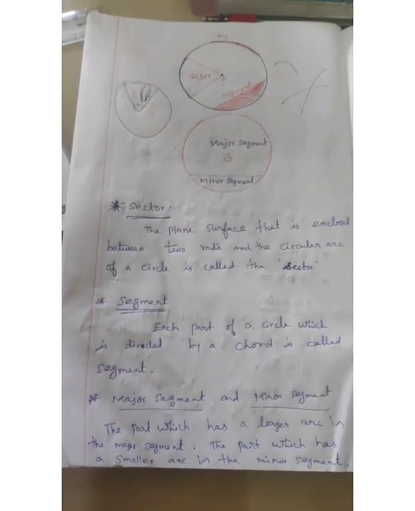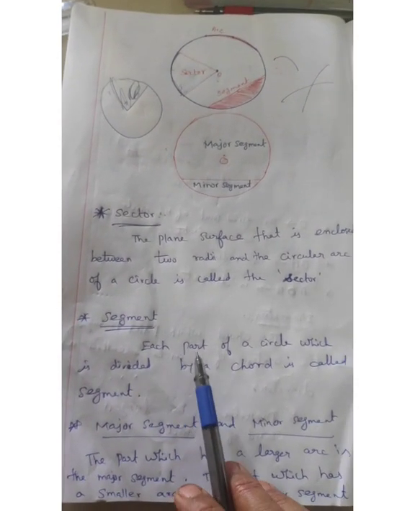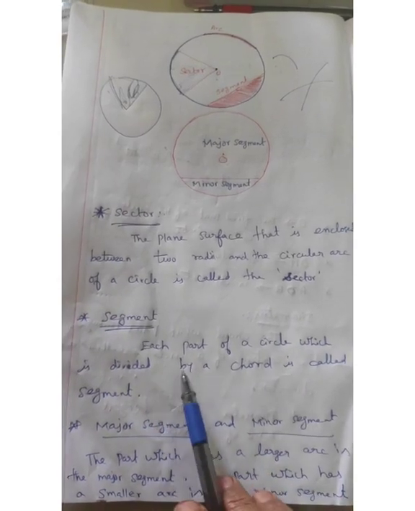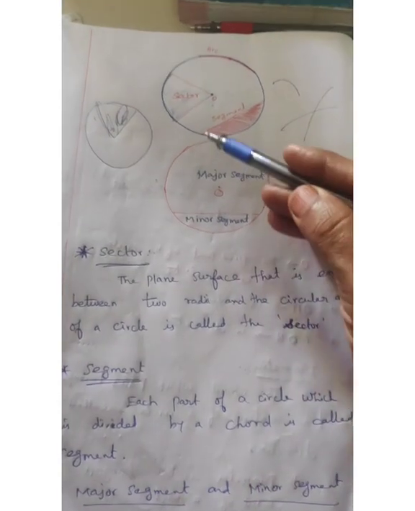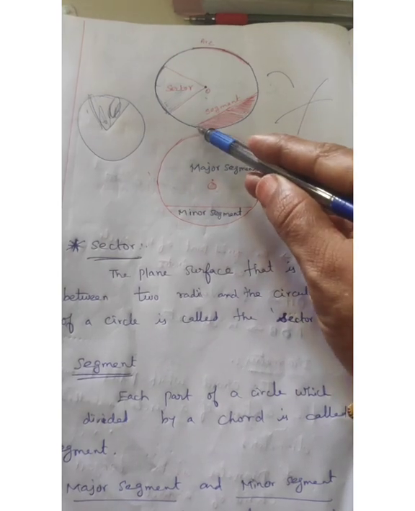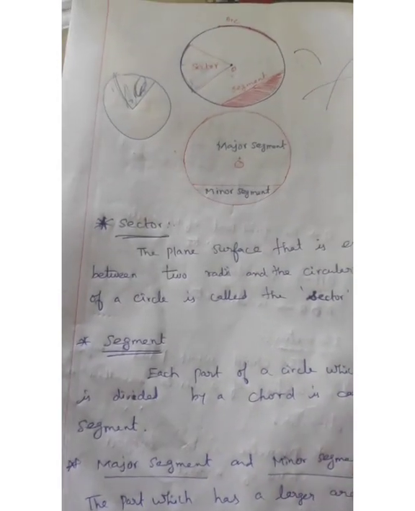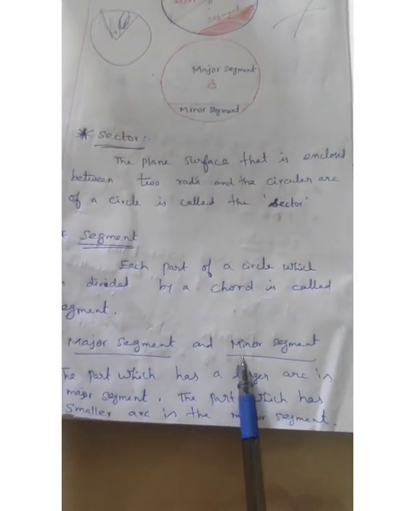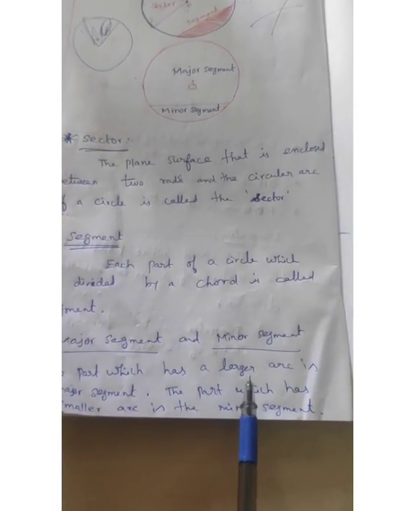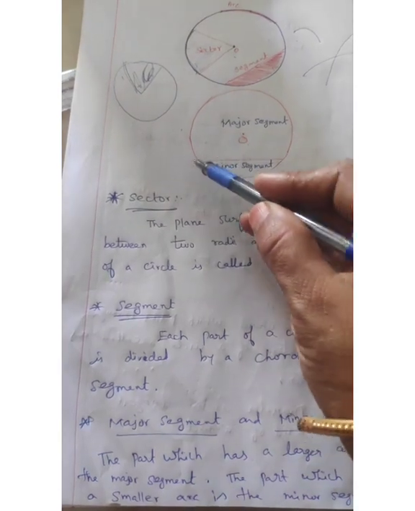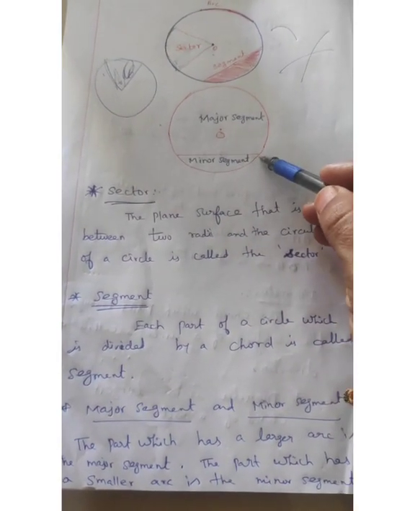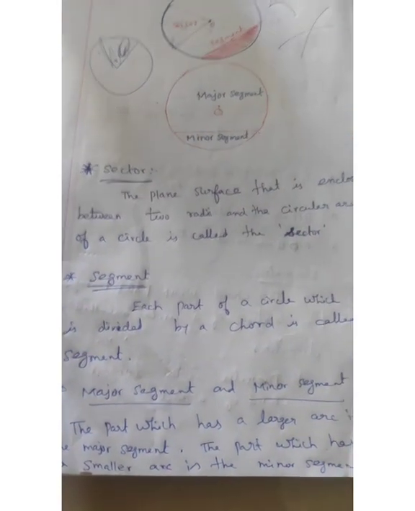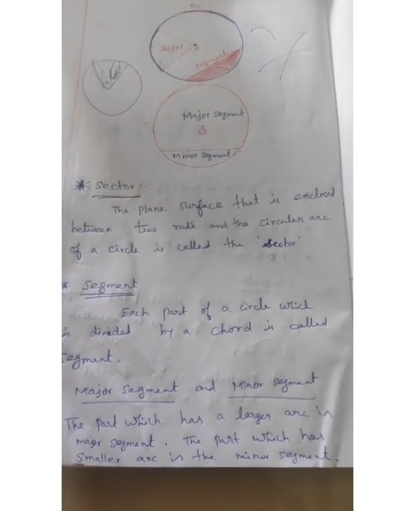Segment: each part of the circle which is divided by a chord is called a segment of the circle. Major segment and minor segment: the part which has the longer arc is called the major segment, and the smaller arc is called the minor segment.